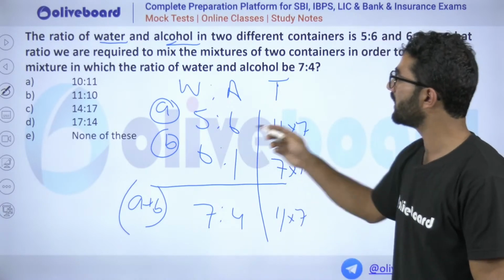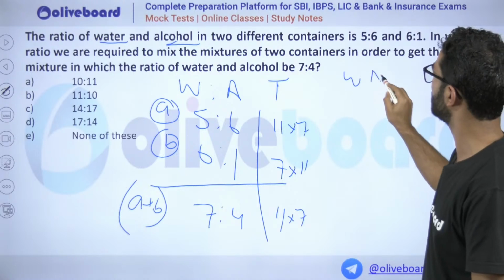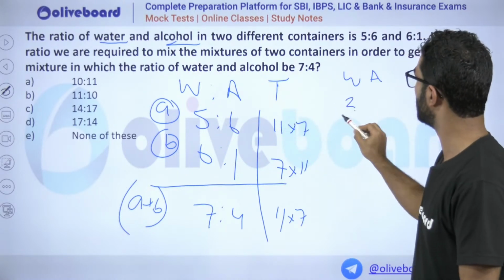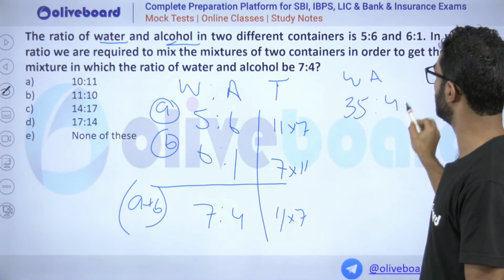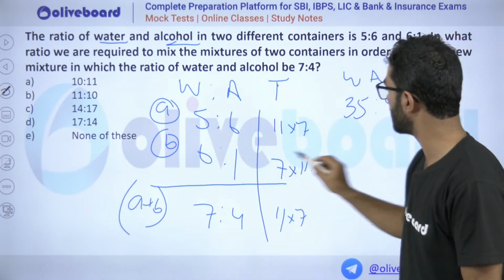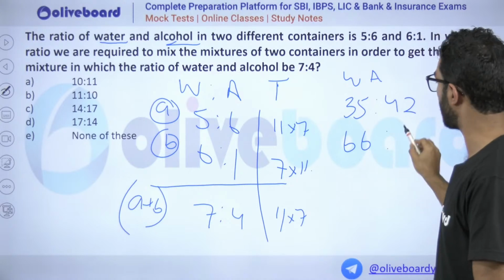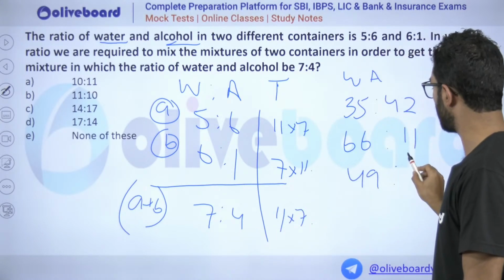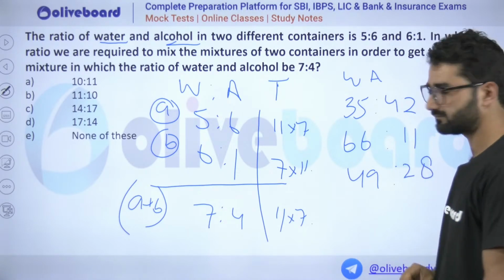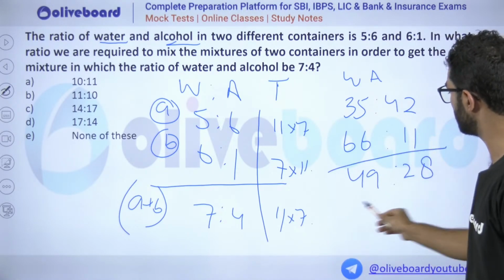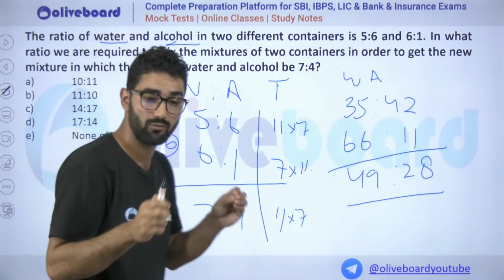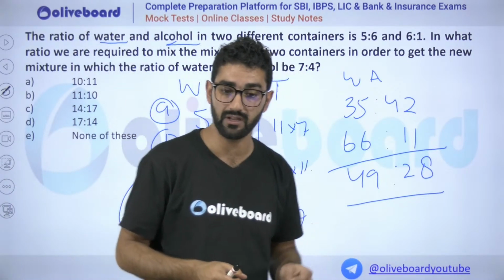So what we got between water and alcohol is very important. By multiplying this by 7, we get 35 is to 42 for this solution. Multiplying 11 by 6, we get 66, and 11 multiplying by 7 gives 49, that is 28. This is the total solution ratio we got.